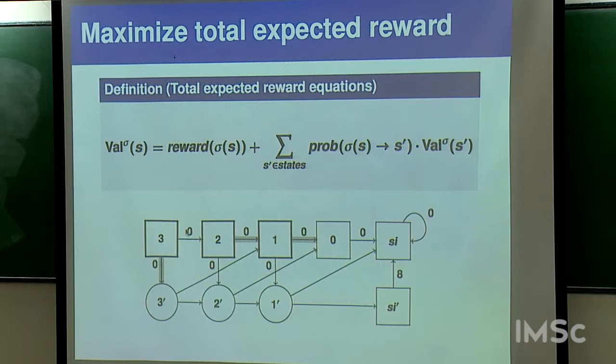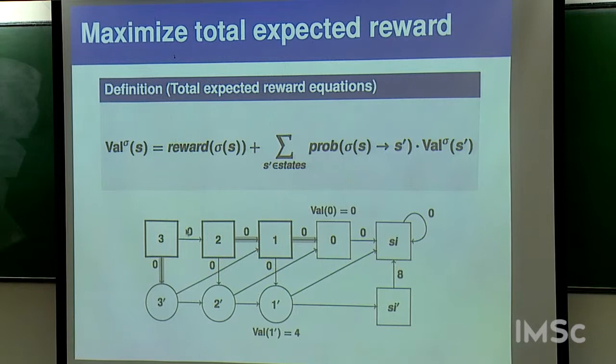Okay, so we're going to define the value of a node under a deterministic policy as the reward you get by following the policy, and the expectation over the values you get at the state you would end up at next, according to the policy.